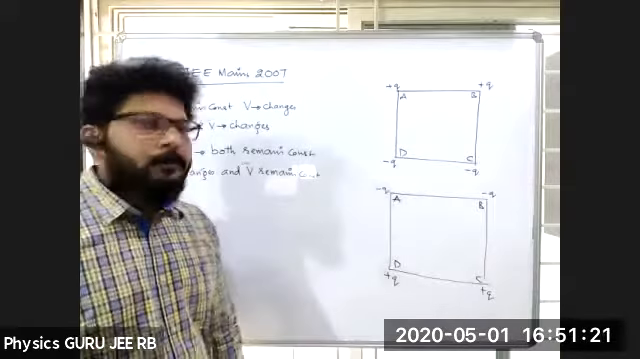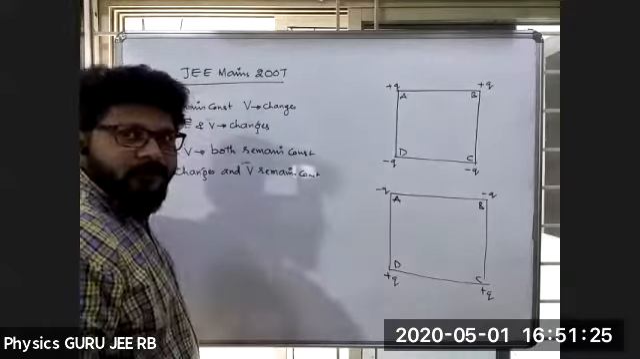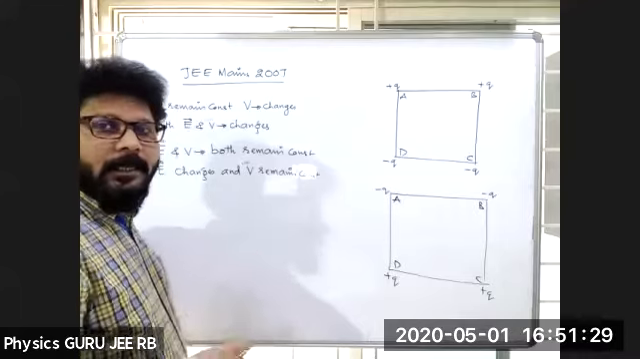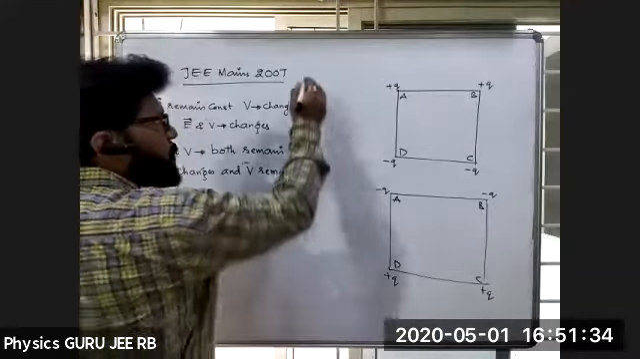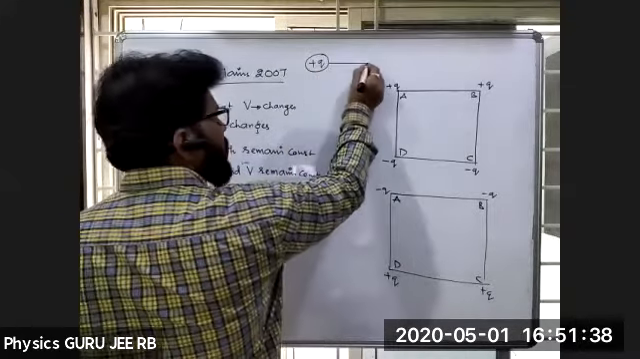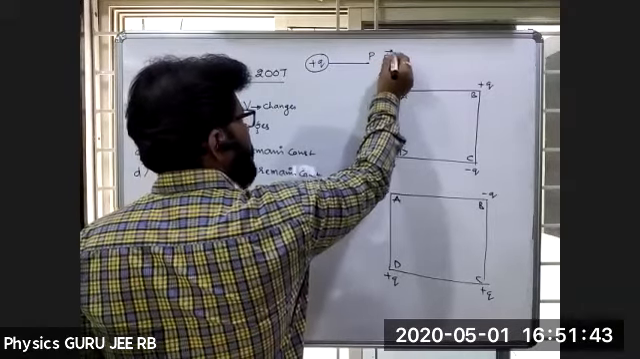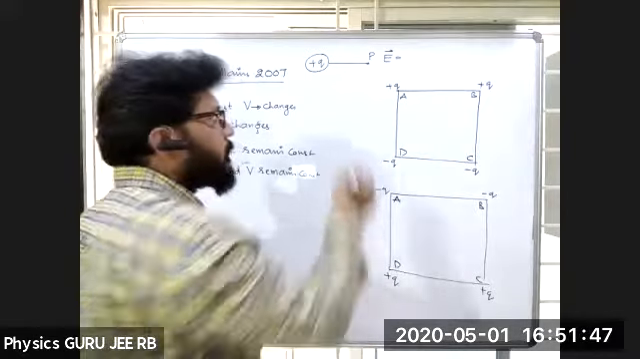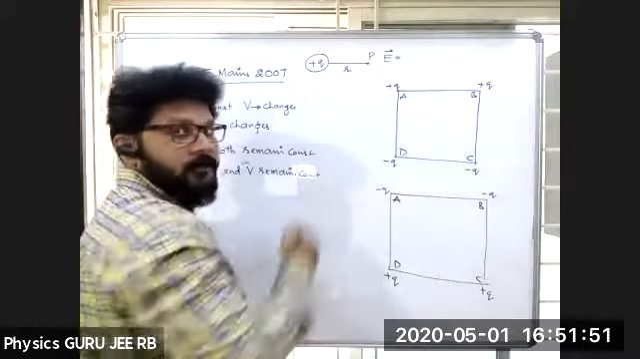Right. So this is a JEE Mains 2007 question based on electric field intensity and electric potential. One should know, for example, if there is a positive charge and I want the electric field intensity at a particular point, can anybody tell me? Let us take this distance as R. What is the electric field intensity?